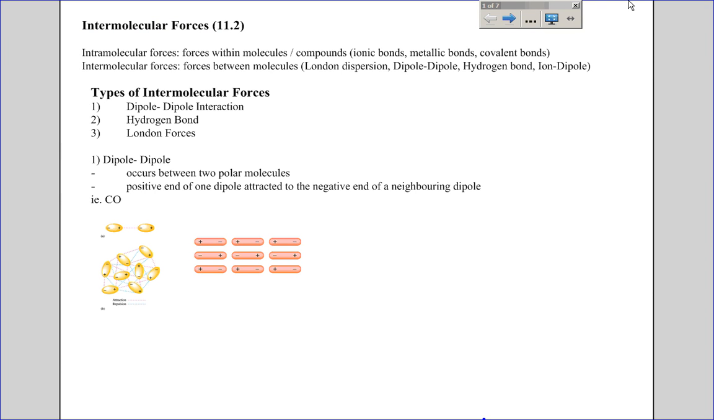In this lesson, we will learn about how to identify the types of intermolecular forces between molecules and also discuss some of the properties that can be compared using intermolecular forces.